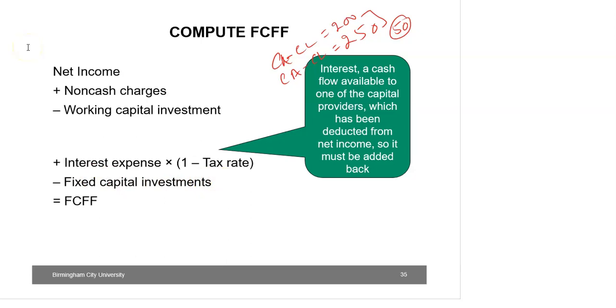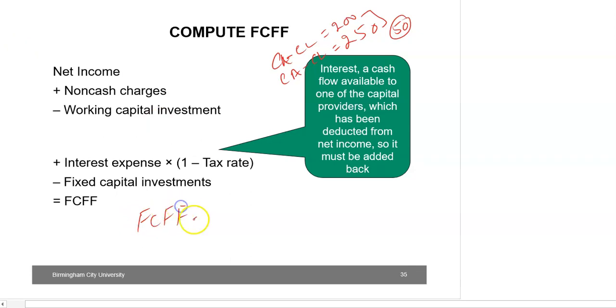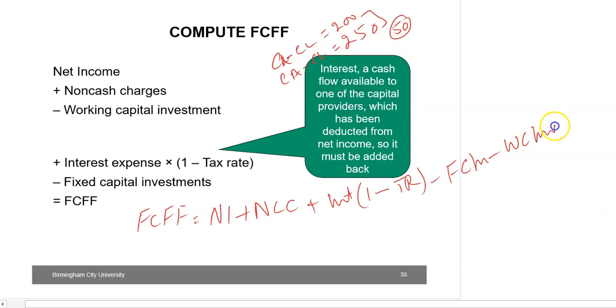We can write the formula like this: free cash flow to the firm is equal to net income plus non-cash charges plus interest expenses times (1 minus the tax rate) minus fixed capital investment minus working capital investment. However, you will come across different formulas for free cash flows in the literature and online.